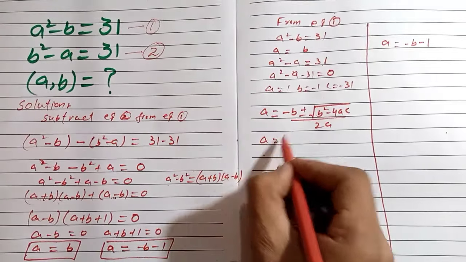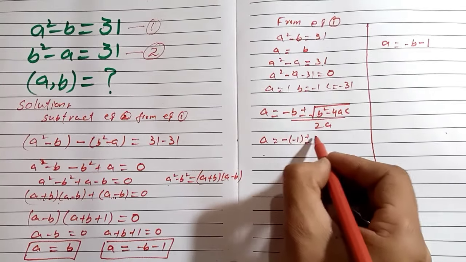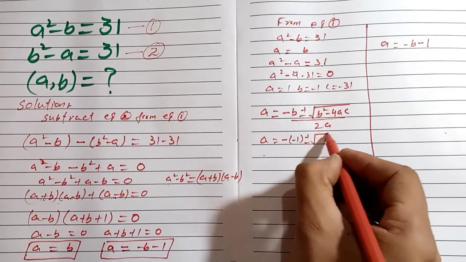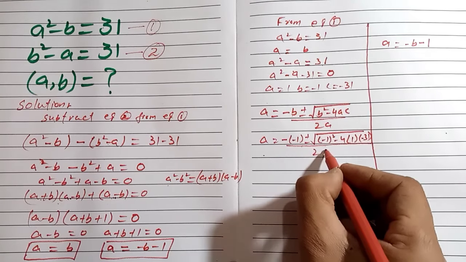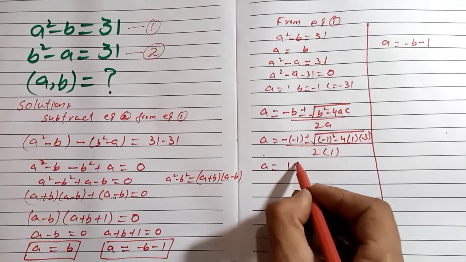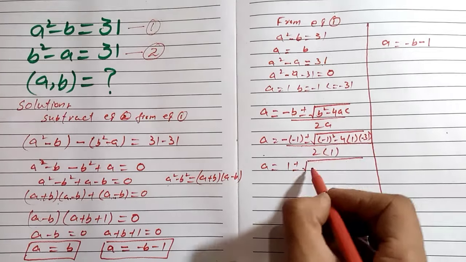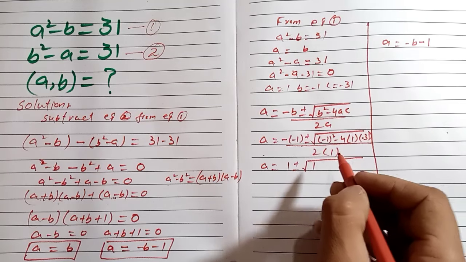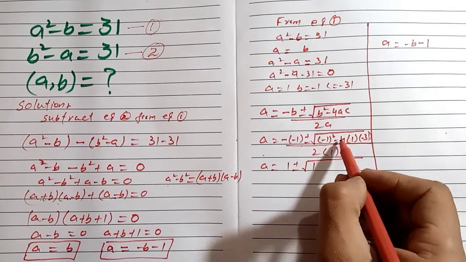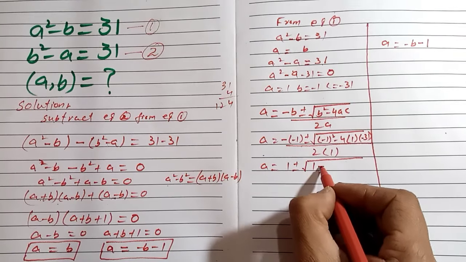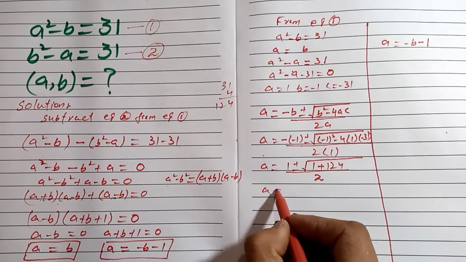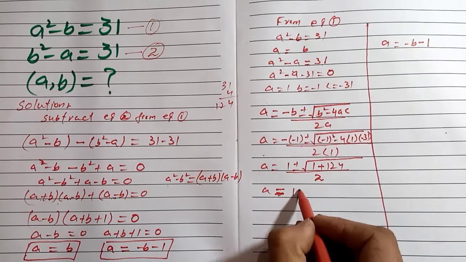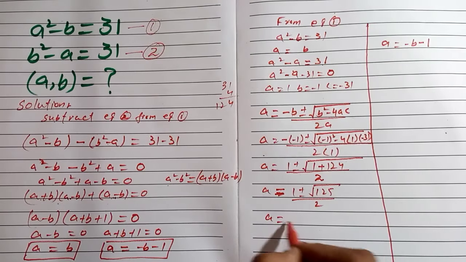Substituting, we have a equals minus b, where b is minus 1, so plus 1, plus or minus the square root of 1 square minus 4 times 1 times minus 31, divided by 2 times 1. So 1 minus 1 square is 1, and 31 multiplied by 4 is 124. So we have plus 124, which gives 125, divided by 2. So a equals 1 plus or minus the square root of 125 divided by 2.